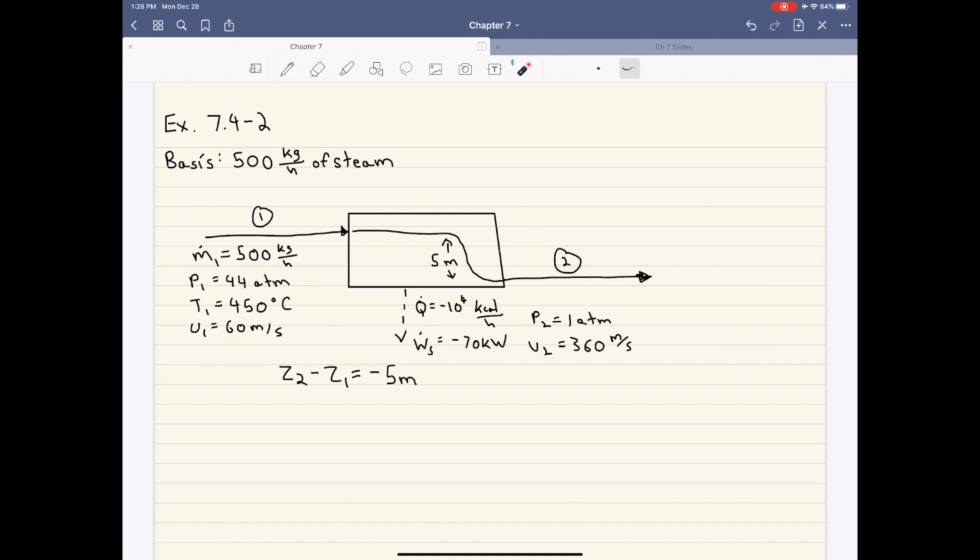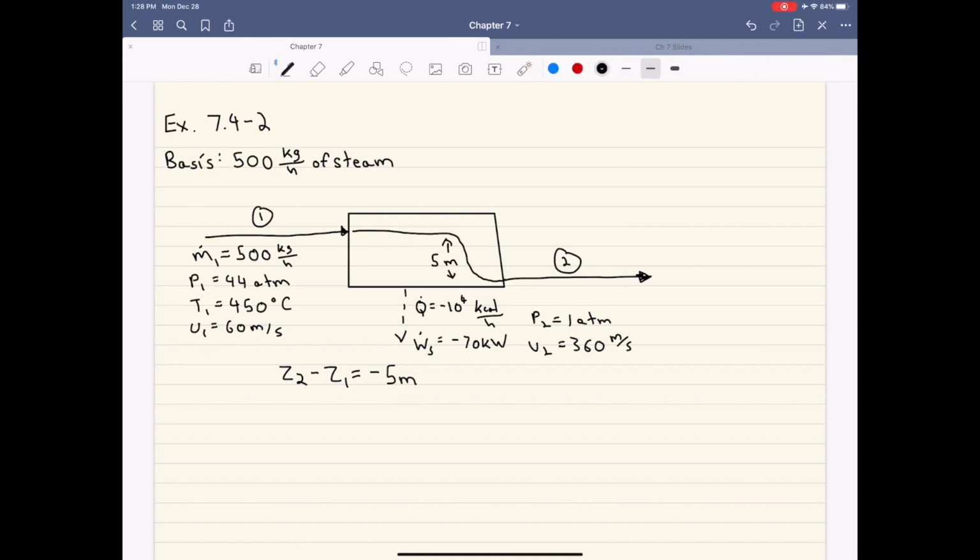Because the turbine is delivering the work, i.e. the work is going from the steam to its surroundings, our shaft work term here needs to be negative. All right, so that's one thing I want to highlight. All right, also the steam is dropping by a height of about 5 meters, so we're told that Z2 minus Z1 is essentially minus 5 meters there.